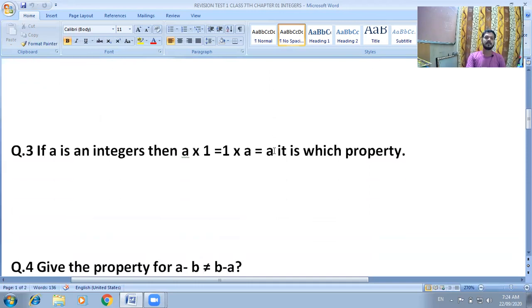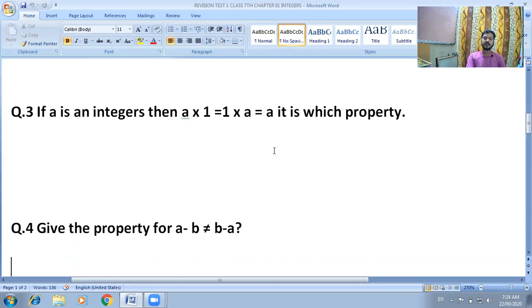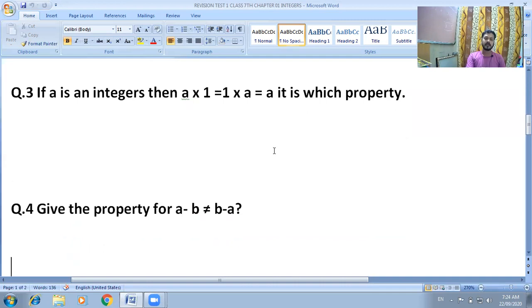Third one: if a is an integer, then a into 1 is equal to 1 into a, equal to a. Everyone knows if 1 is multiplied with any number, the answer becomes the number itself. But it is which property of the integers? Again recall your formulas and concept.